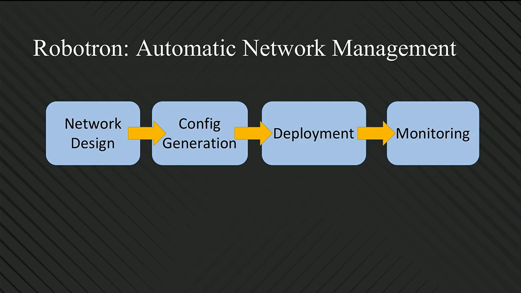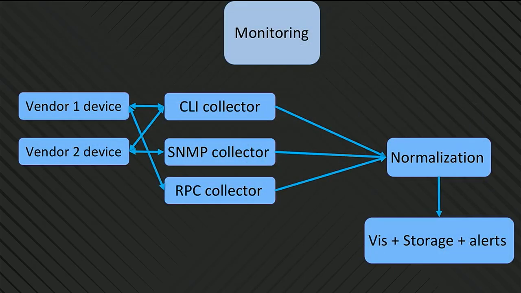So I will skip deployment for the interest of time, and then mention monitoring briefly. To ensure our devices are running normally, we use various collectors like CLI, SNMP, RPC collector, even our own Thrift collector to collect vendor-specific data from the devices directly. This data is then normalized to be vendor agnostic, and then fed to our downstream systems like visualization, storage, alert, etc.